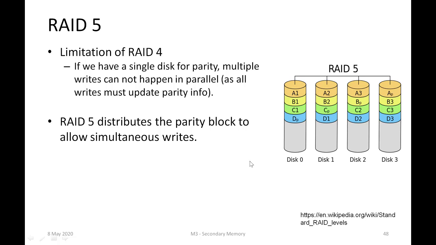Now what happens with such an arrangement is, if you want to write to A1, we would need the parity information in disk 3, but if you want to write to, let's say, D2, we would need the parity information which is in disk 0. So the number of conflicts among multiple parallel writes will be less, so the write throughput will increase.